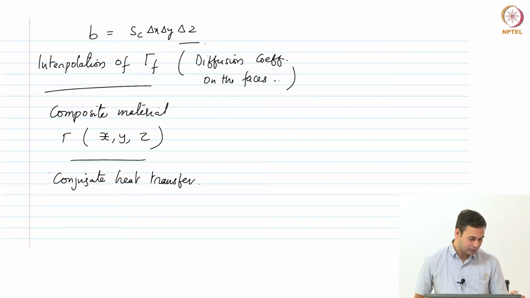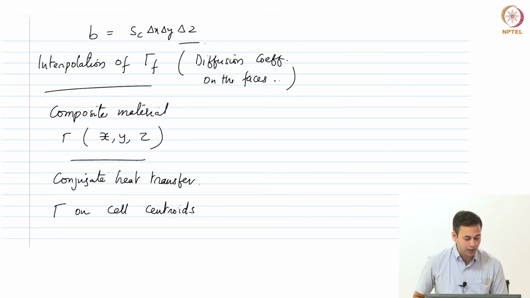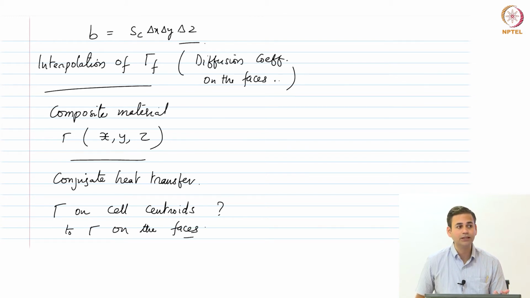Now, of course, we know the gamma values on the cell centroids. That is what we are starting off with. For example, if you have a slab, you know the gamma value on the cell centroids. So, we know the diffusion coefficient gamma on cell centroids. Now, how do I interpolate these gamma values on the cell centroids to gamma on the faces, such that I can use it in the discrete equations? Fine. All right, let's move on.